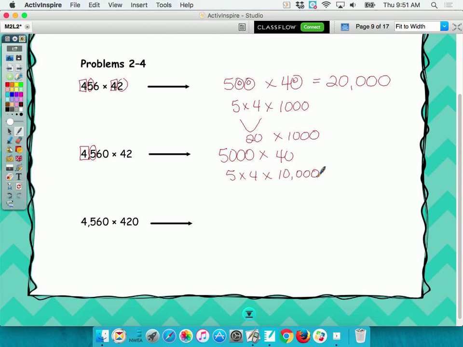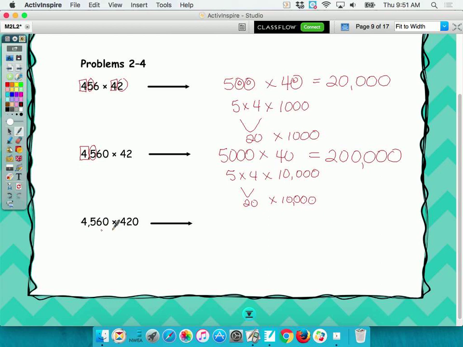10,000. Those of you who are just copying down what I'm writing and not actually keeping up and thinking about this are not going to know what to do. 20 times 10,000. The easiest way to do this is just count my zeros. So 1, 2, 3, 4, 5. So the answer is 200,000.